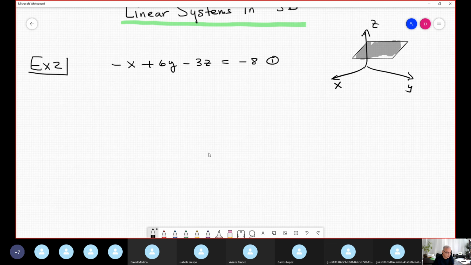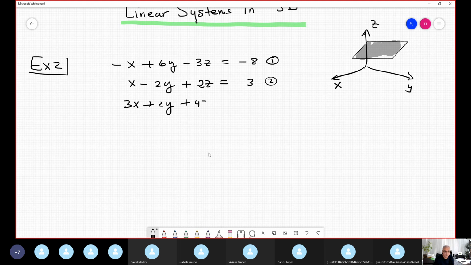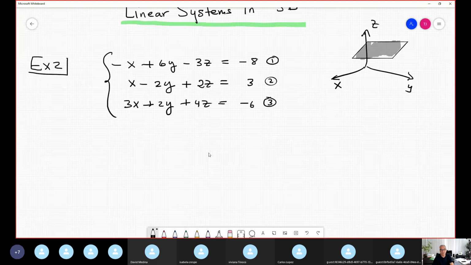The second equation is x minus 2y plus 2z equals 3. This is my second equation. And my third equation is 3x plus 2y plus 4z equals negative 6. Okay, and this is my problem. It's a system that contains 3 equations and 3 variables.